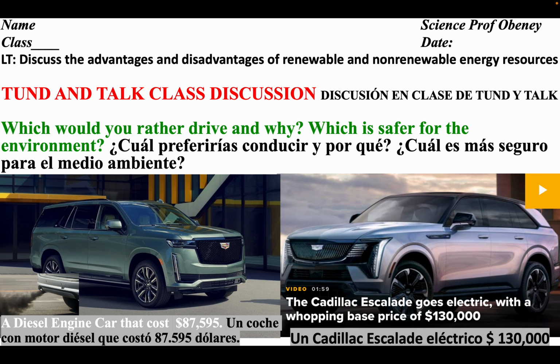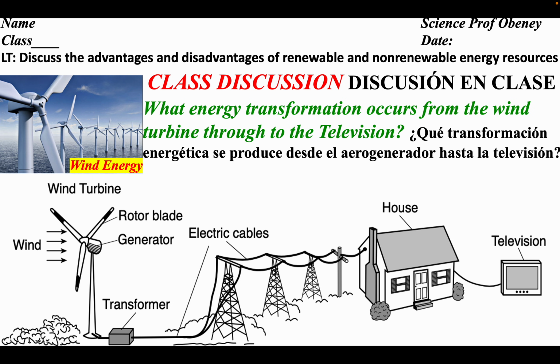One of the cars is diesel. The diesel car uses non-renewable energy resources. It pollutes the environment. And the Cadillac IQ is electric. It doesn't pollute the environment. So which car would you rather drive? This is discussing the advantages and disadvantages of renewable energy resources.